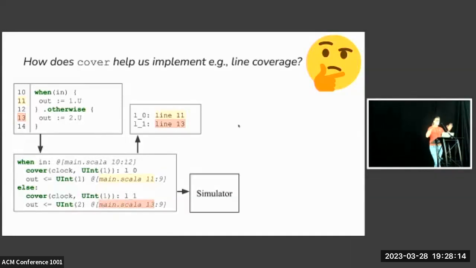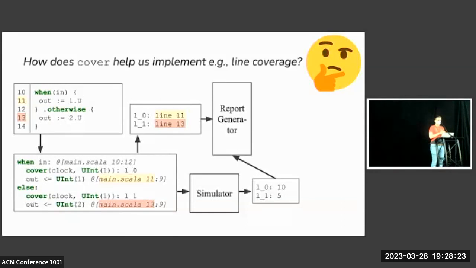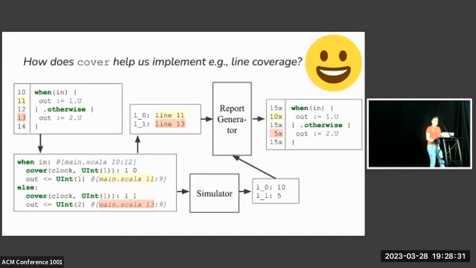Then we can run this whole thing through a simulator with any test bench that you want. And the simulator at the end will report these counts in our standardized format. And then we put those things together with the report generator, which says, for example, here, L0 was covered 10 times. So that means line 11 was covered 10 times. And then we can turn this into a human readable coverage report. And you see, it doesn't really matter what simulator we're using here. It could be a fast one, could be a slow one, as long as they satisfy our interface.